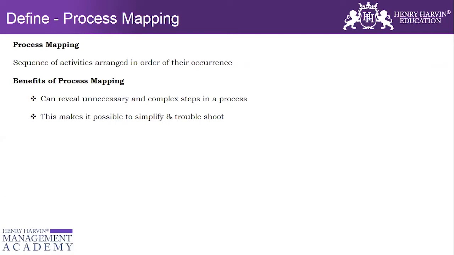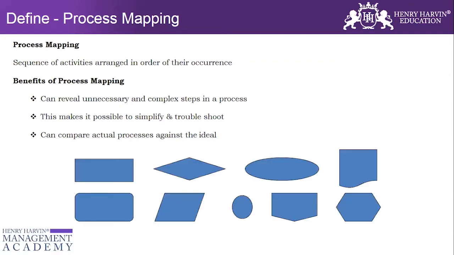What are the benefits of process mapping? Process mapping can reveal unnecessary and complex steps in a process. This makes it possible to simplify and troubleshoot. It can compare actual processes against the ideal. These are some of the shapes of a typical process map that you can see.